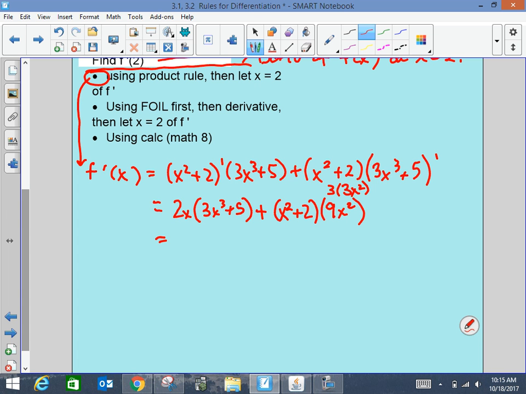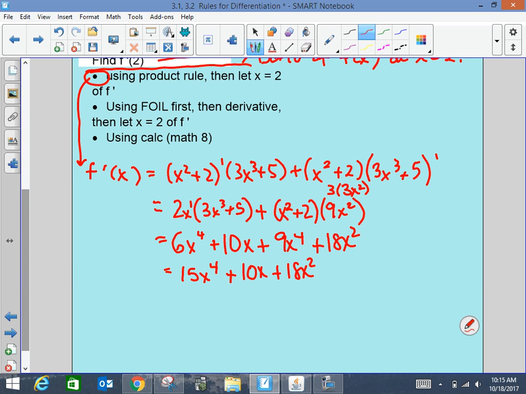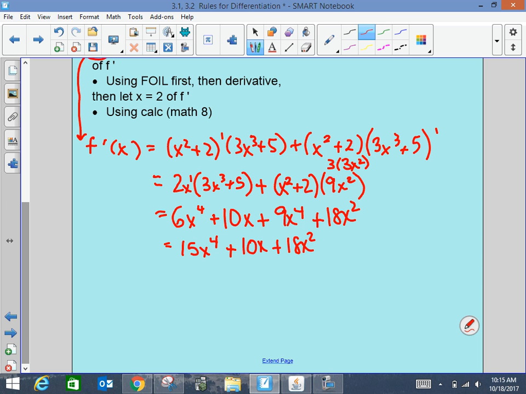All right, so cleaning, yes, Melanie. 6x to the 4th, right, that's a 1, 1 plus 3. Plus 10x, good, plus 9x to the 4th. Just 18x. Nice. And we have some x to the 4th that we can combine. It doesn't matter what order it is. I know sometimes they'll put it in descending order, but it doesn't really matter. It's a list.